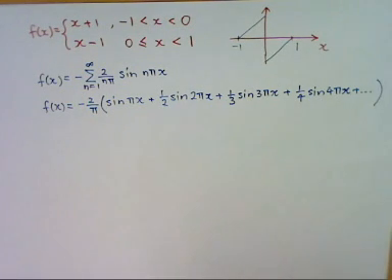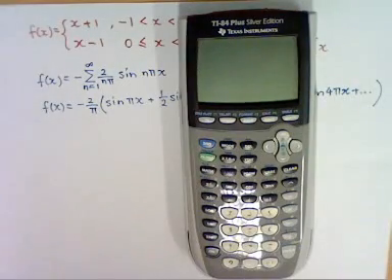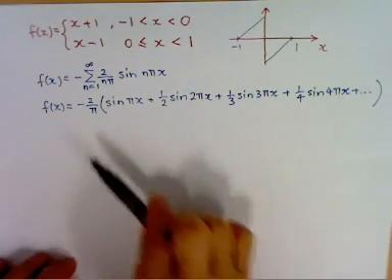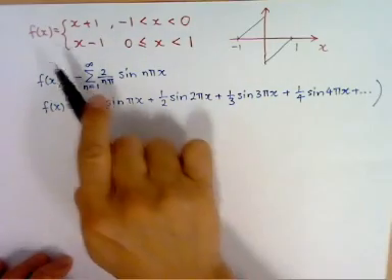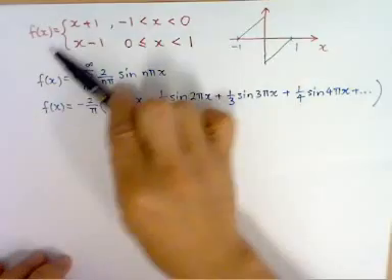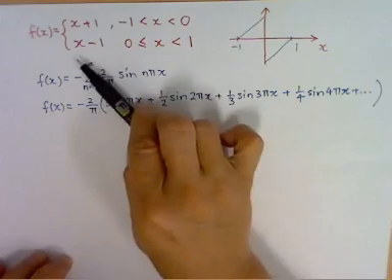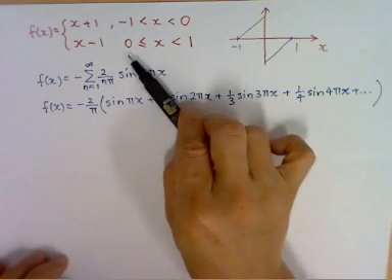In this short video clip, we will look at how we can make use of the graphics calculator, in this case using a TI-84 Plus, to plot the Fourier series expansion of a function. The function in this case is f of x equals x plus 1 if x is between -1 and 0, and x minus 1 if x is between 0 and 1.